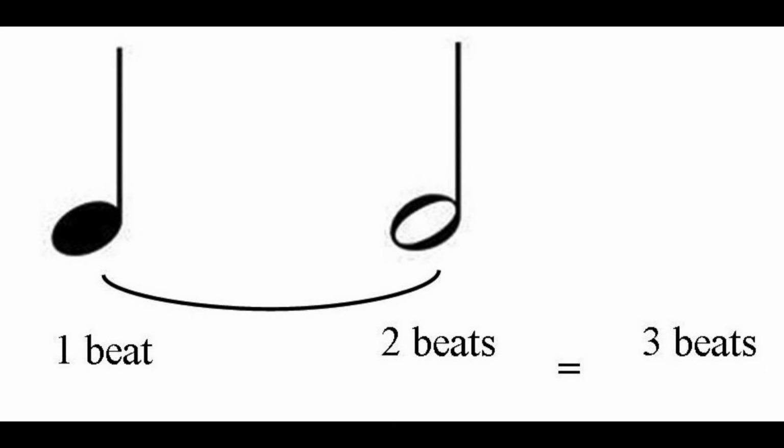Another way to extend the duration of a note is with the use of a tie, which connects two notes without having to play them again. In this example, we have a quarter note and a half note, the quarter note being 1 beat and the half note being 2 beats. By tying those together, we have an equal of 3 beats. However, when we're playing them, we don't have to play the first note over again.